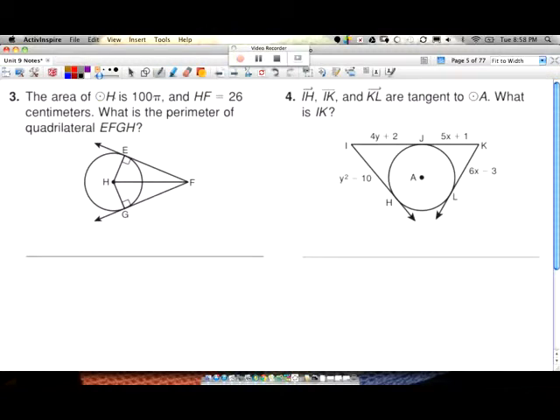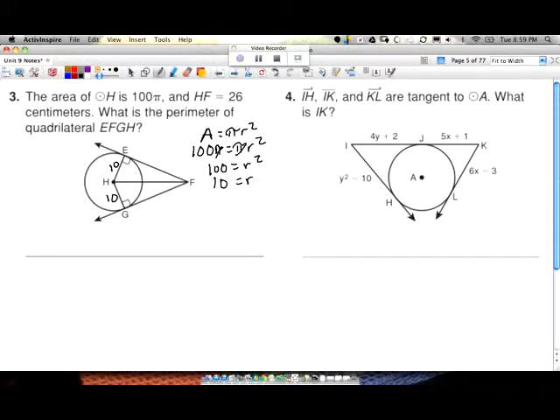A couple more. The area of circle H is 100 pi and HF equals 26. What is the perimeter of quadrilateral EFGH? Okay, so first, when it says the area of circle H is 100 pi, remember that the area of a circle is pi times the radius squared. So they're telling us that that's 100 pi. Well, we can work backwards here, because if we divide by pi, then we got 100 equals the radius squared. That means that r was originally 10. So this piece here, HE, is 10, and this piece here is 10 as well.